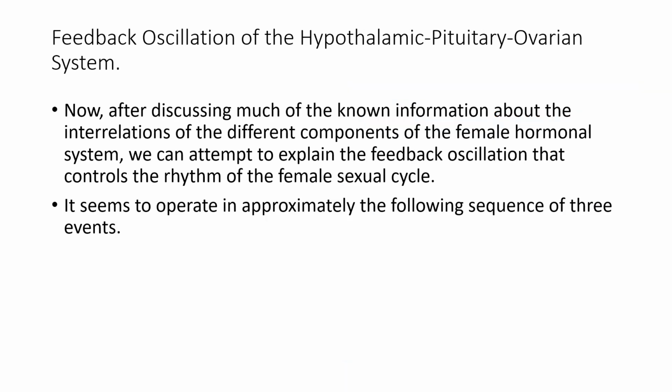Feedback oscillation of the hypothalamic pituitary ovarian system. Now, after discussing much of the known information about the interrelations of the different components of the female hormonal system, we can attempt to explain the feedback oscillation that controls the rhythm of the female sexual cycle. It seems to operate in approximately the following sequence of 3 events.